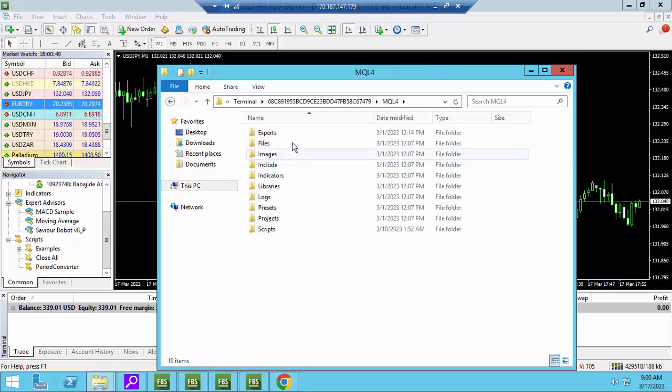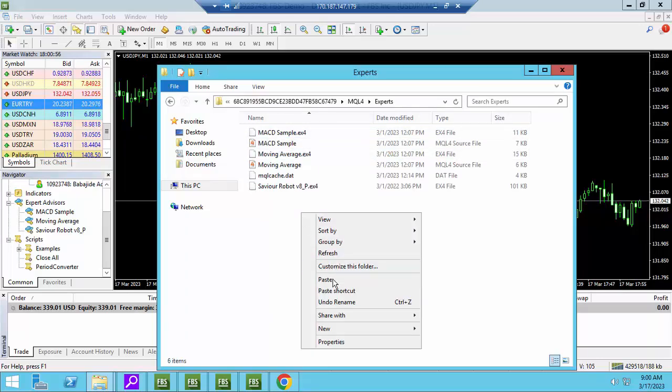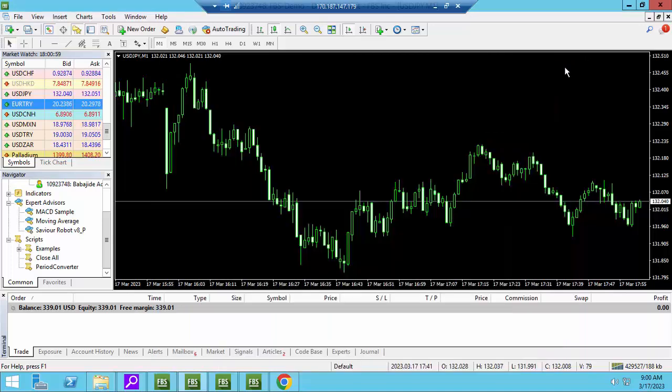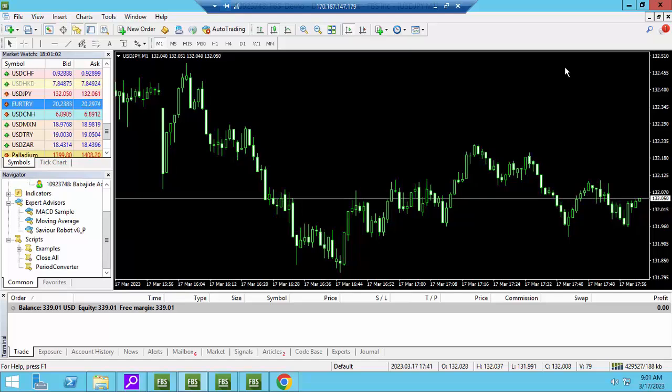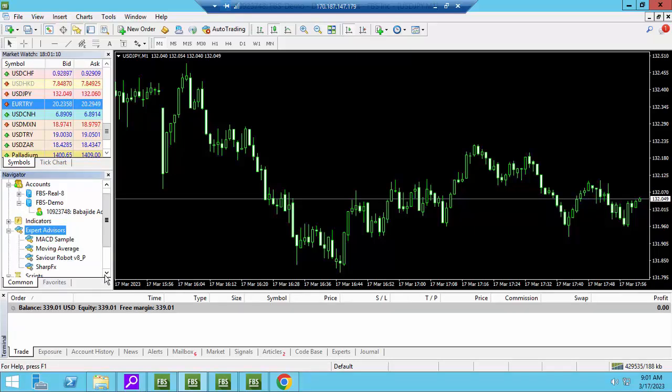Then you go to MQL4, go to expert, and you paste it. It's just as if you want to install a Forex EA called a Forex robot. So when you push it inside, you come down to this area where you have expert. You right click on that expert and click refresh so that it can take effect. So this is our Sharpfx.